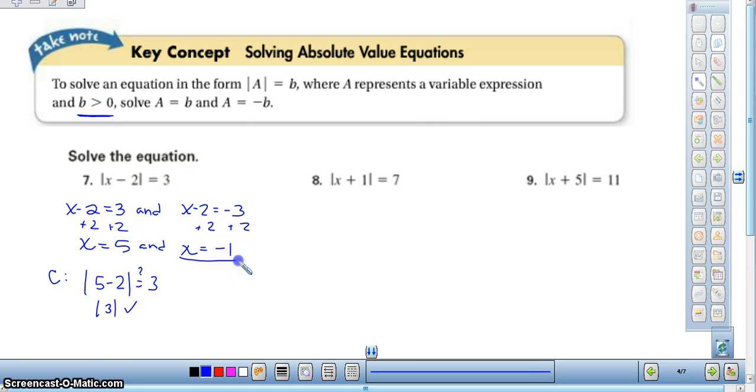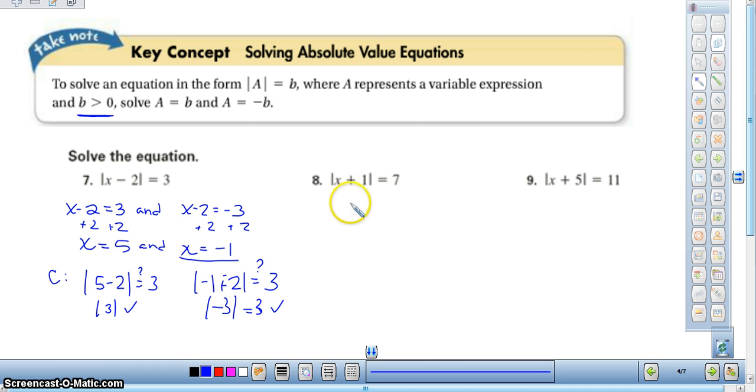What about if you get negative 1? Well, the absolute value of negative 1 minus 2. The question is, is it equal to 3? Well, inside this parenthesis, remember that's plus a negative, we would have, inside our absolute value, negative 3, and the absolute value of negative 3 does equal 3. And again, it checks.